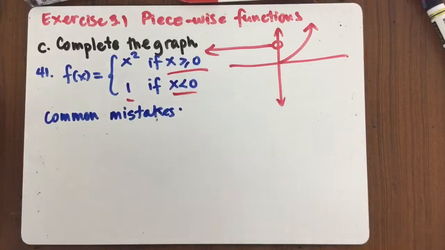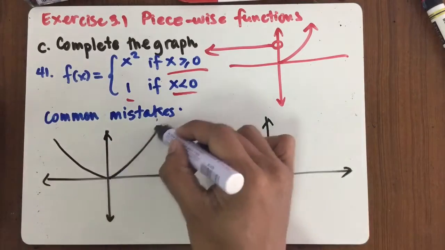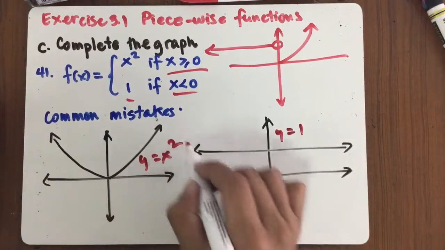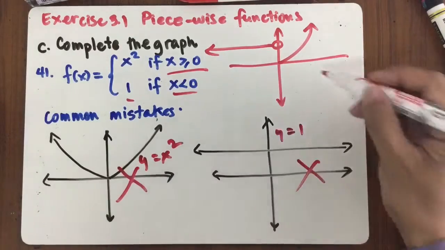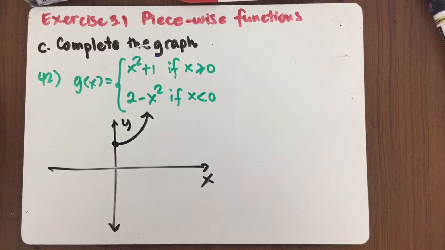Another mistake that I see is that students would draw two rectangular coordinate systems at idodrawing niya yung parabola sa isa at yung line sa isa. Okay, so this is wrong because these are graphs of two distinct functions. Whereas ang ating piecewise function is one function lang. Let us go to the next graph.